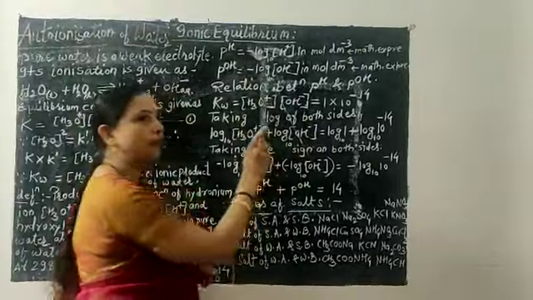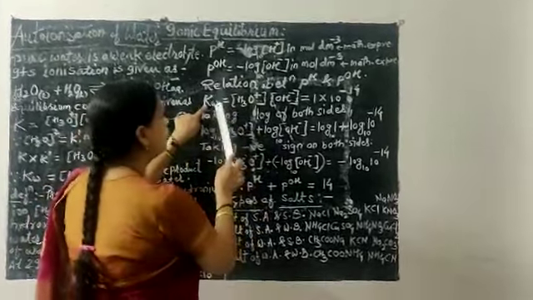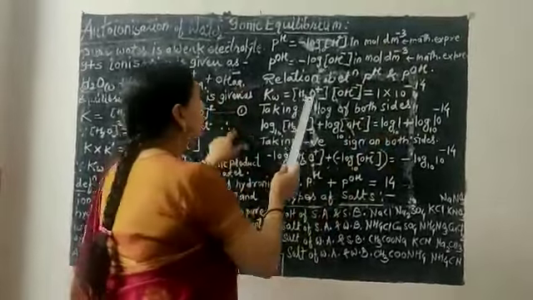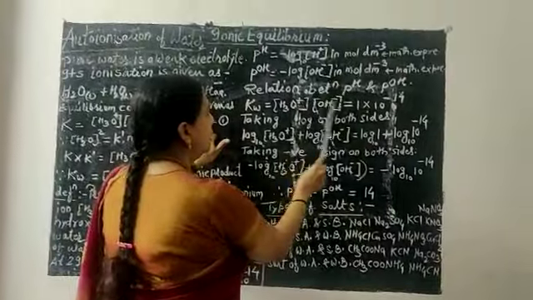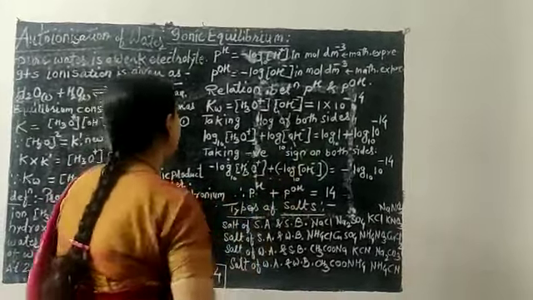What is the concentration of OH minus ions? 10 to the power minus 7. So the value of Kw is 10 to the power minus 14. Now for this expression, you have to take the logarithm of both sides.